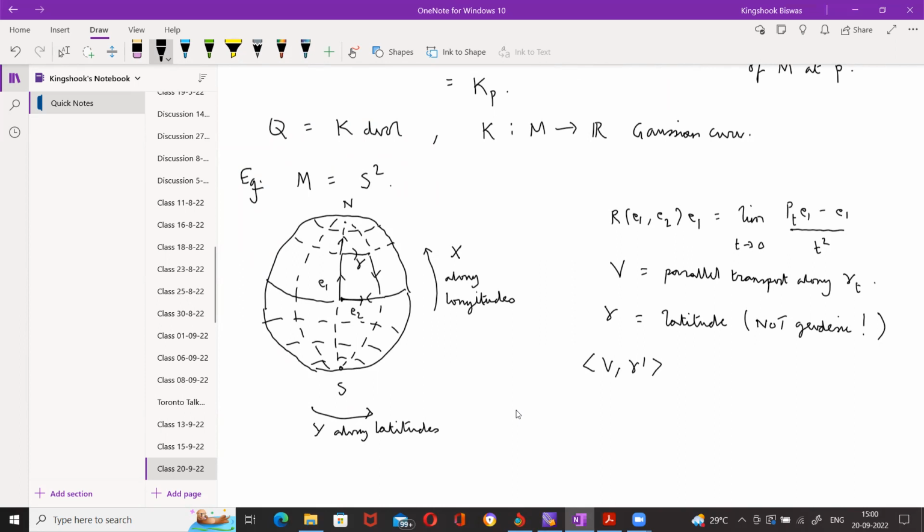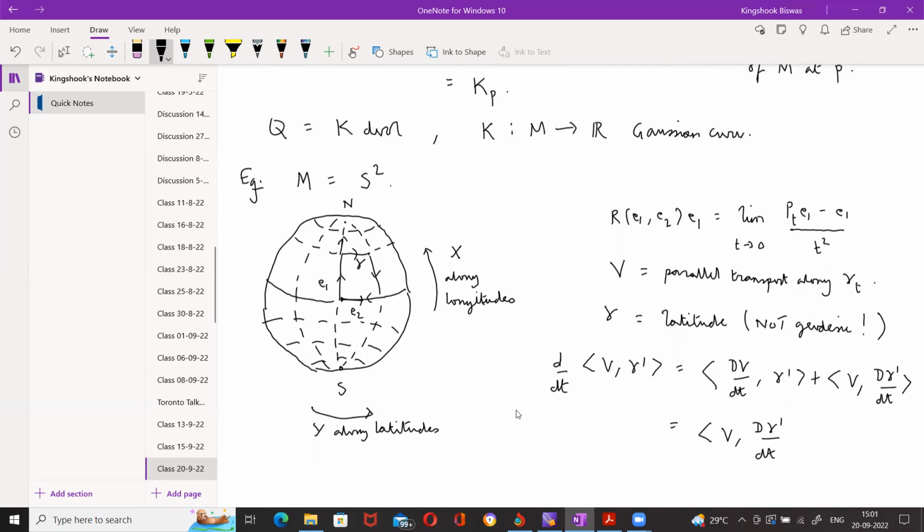So I just need to look at the change in this. That's given by the derivative, right? So d/dt of the inner product of V and gamma prime is what? This is the inner product of dV/dt with gamma prime, plus V with d gamma prime/dt, right? Now dV/dt is 0, so this vanishes. So this is just the inner product of V with d gamma prime/dt.